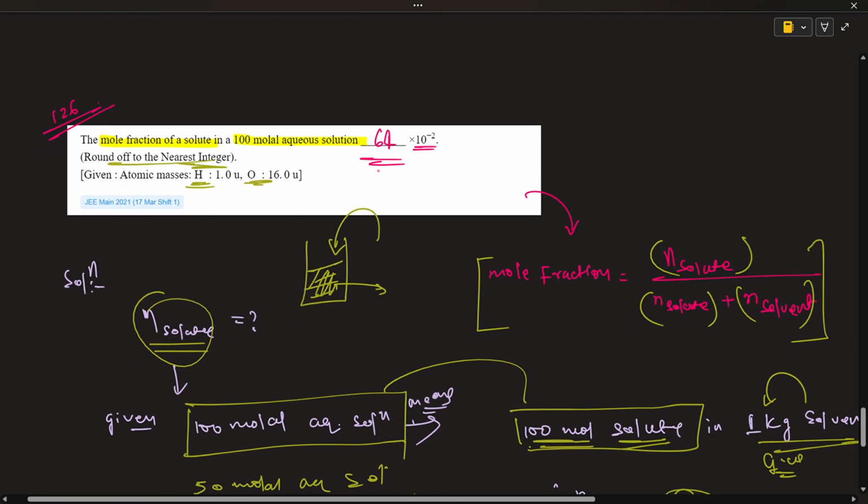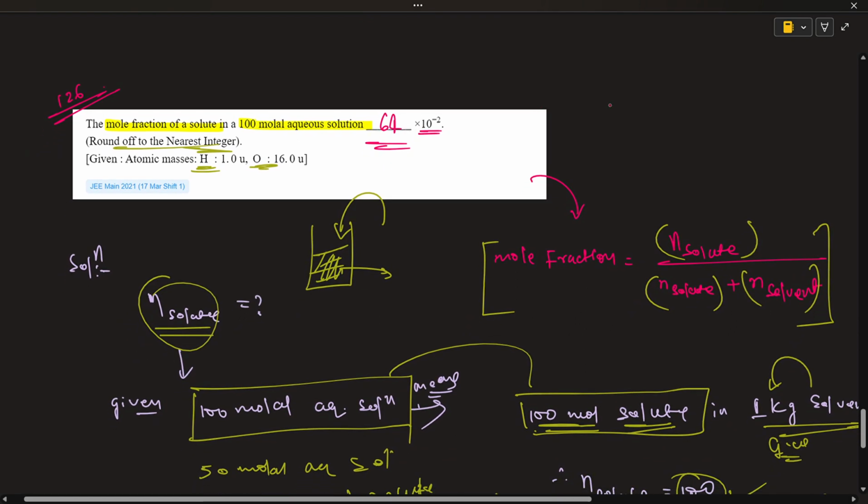Okay, so that is it for this question. The answer is 64, as you know. So 64 is the correct answer for this question. Again, this is a very easy question.